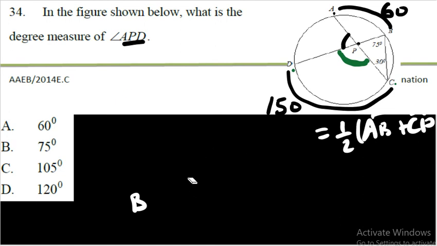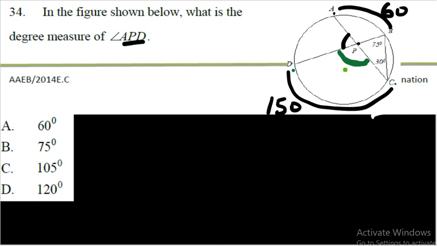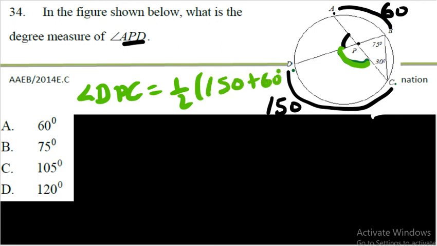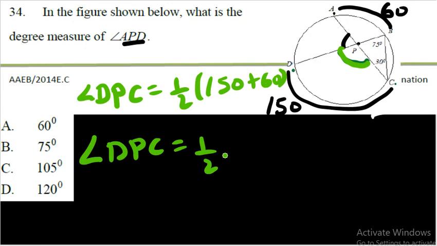Okay, let's get that angle. Once I know that, the other angle, the black marked one, first I can get the green one, then I can go to the black one. So how to get the green one? Angle DPC is equal to half of the vertically opposite subtending arcs, which are 150 and 60 degrees. 150 plus 60. This is PC. So angle DPC is equal to half of, add them, it will be 210. When you divide 210 by 2, it will be 105.